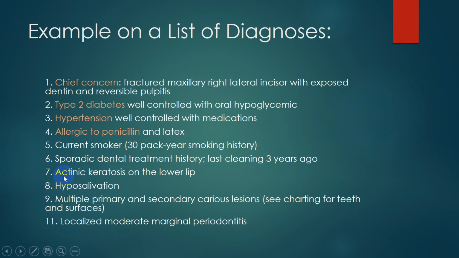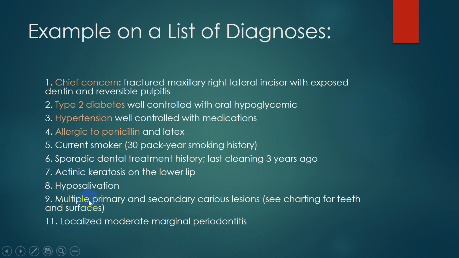Now, extraoral findings or our examination results. We identified actinic keratosis, hyposalivation. We go then intraorally to the periodontal disease, localized moderate marginal periodontitis or gingivitis. You can just say periodontitis, or you can say gingivitis. You don't need to go down to the details of this diagnosis.